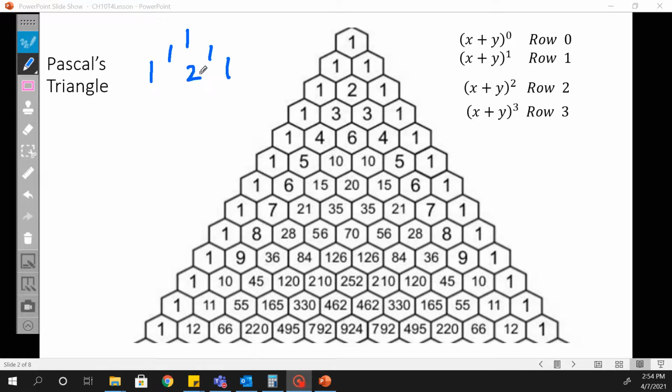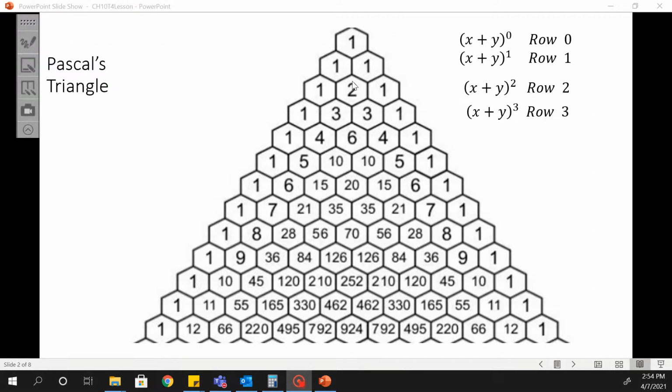So 1 plus 1 is 2. Then we start with 1 on the ends. This one would be these two added, 3. This one would be these two added, 3. And then we go to the next row, 1's on the ends. These two added gives us this one, these two added gives us this one, these two give us this one, and then we have that row. We're going to use this to expand binomials. This is the triangle. You can create this triangle, or you can just reference this.